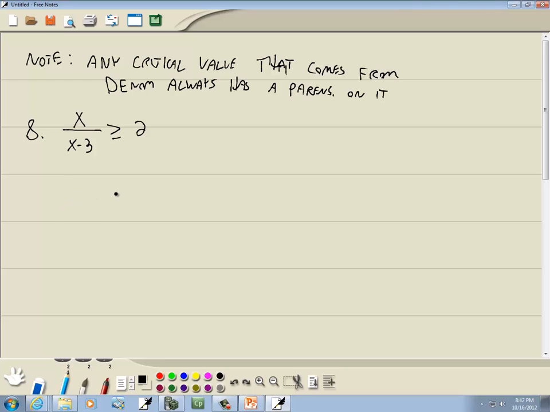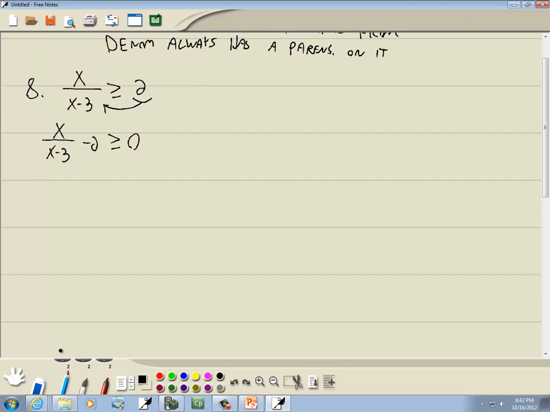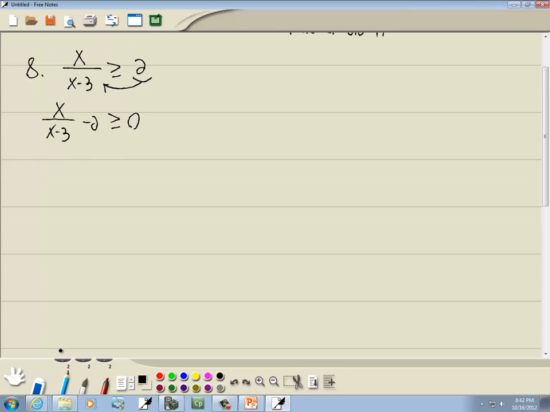Well, first step is to get everything over on the left side. So I'll take 2 over, and we got x over x minus 3 minus 2 is greater than or equal to 0. Well, we need to get a single fraction. Rational means single fraction. If I'm going to subtract fractions, then they both should be fractions. So I'll rewrite the 2 as 2 over 1. Now the easiest way to get a common denominator is multiply this denominator times this one. So x minus 3 times 1 is x minus 3.